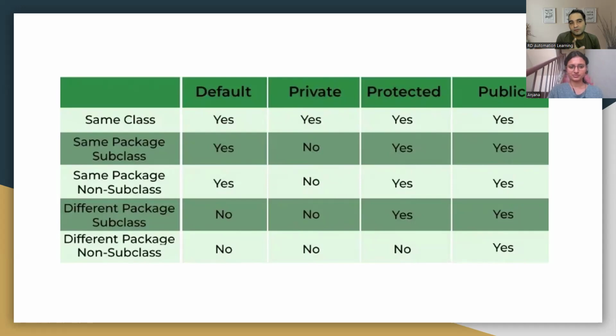Default is for the same package level, right? Not for the different packages. If you have different package, whether it's a subclass or non-subclass, default will not work, right? That's how you can define them. Is it access modifiers, and you asked about access specifiers? Both are the same.